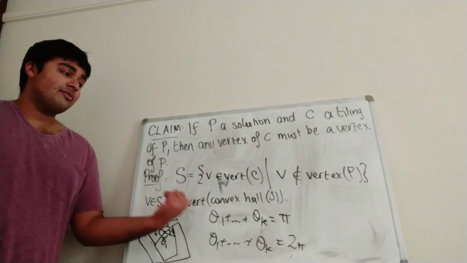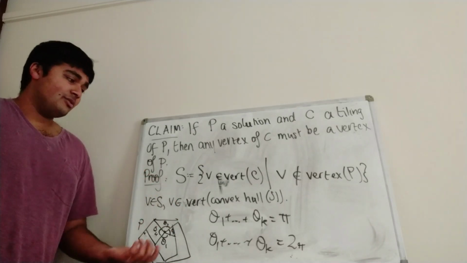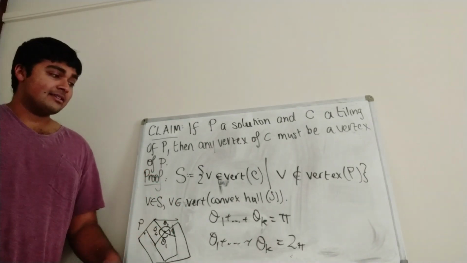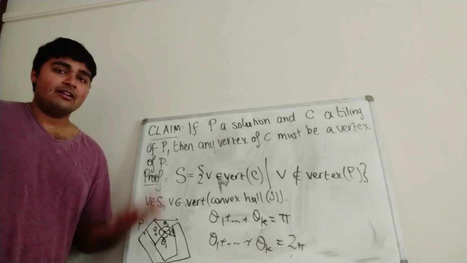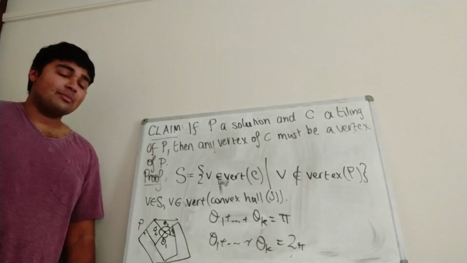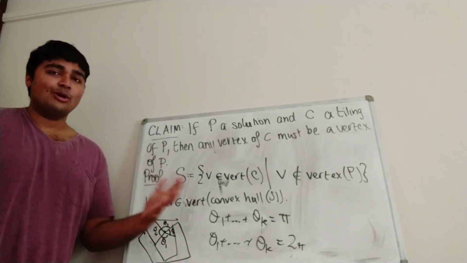And I claim that both of these are impossible. And the way we're going to do that is use the fact that each of these θi's are interior angles of a regular polygon. Anyway, let me clear up the whiteboard and I'll prove that both of these cases are impossible.